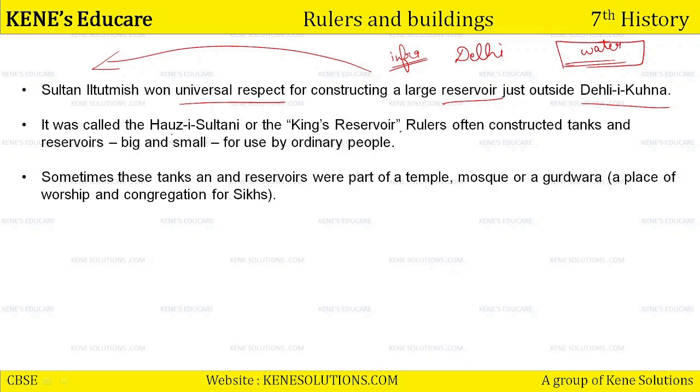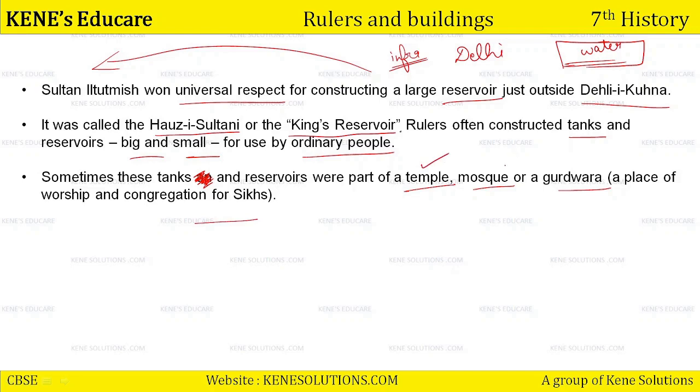It was called the Hauz-e-Sultani or King's Reservoir. Rulers often constructed tanks and reservoirs, big or small both, for use by ordinary people also. Sometimes these tanks and reservoirs were part of a temple as well, a mosque as well, or a gurudwara as well. What is a gurudwara? It's actually a place of worship and congregation for Sikhs.